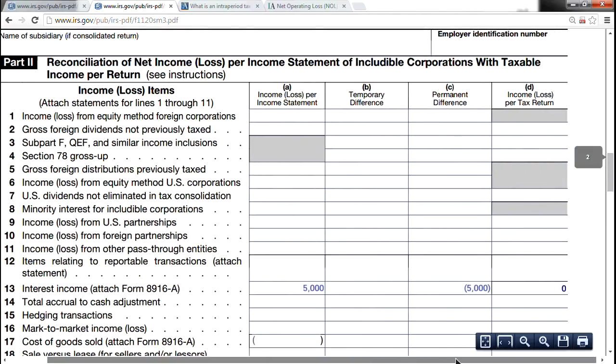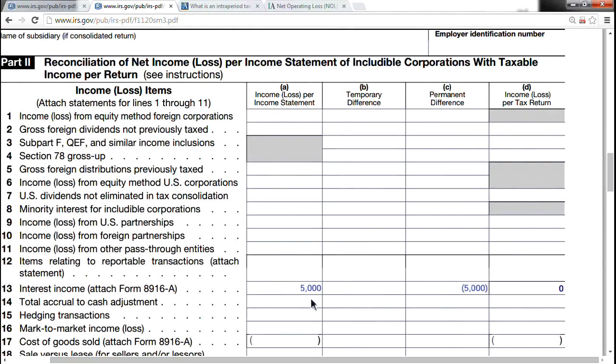Let me put it bigger for you so you can see. So that's a clear example. On our financial statements, based on the accrual basis, the $5,000 is not considered a temporary difference. It's considered a permanent difference because we're going to back that out as a municipal bond. So that's our example here, and from that, we're going to have 0 taxable income, as it says here at the top of the income loss per tax return. So we're netting at 0.